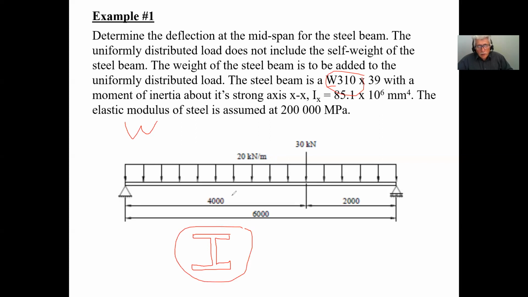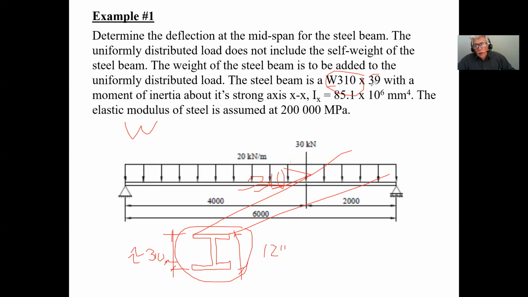The 310, I'm sorry, the 310 is the nominal depth of the beam. In other words, this beam will have a depth of approximately 310 millimeters. The actual depth you can get from the table, but it gives you an idea. This is, of course, metric, and therefore this is in millimeters. So this has a depth of about 310 millimeters. If this was an imperial designation, this would have a depth of 12 inches. That would be the imperial one, okay?